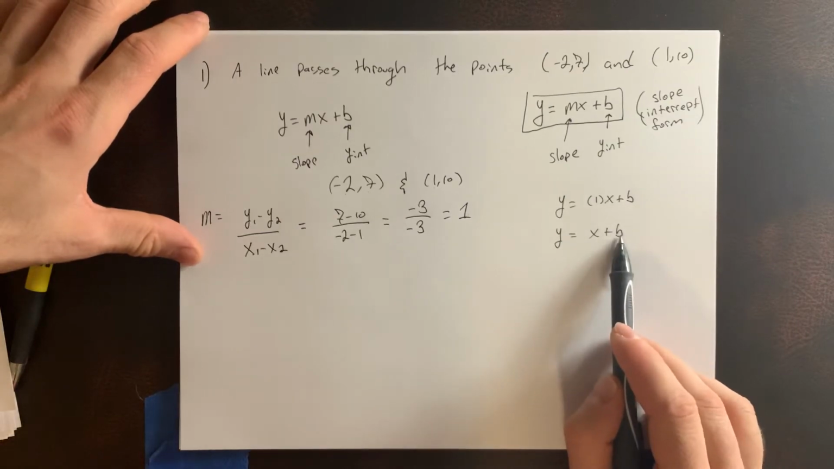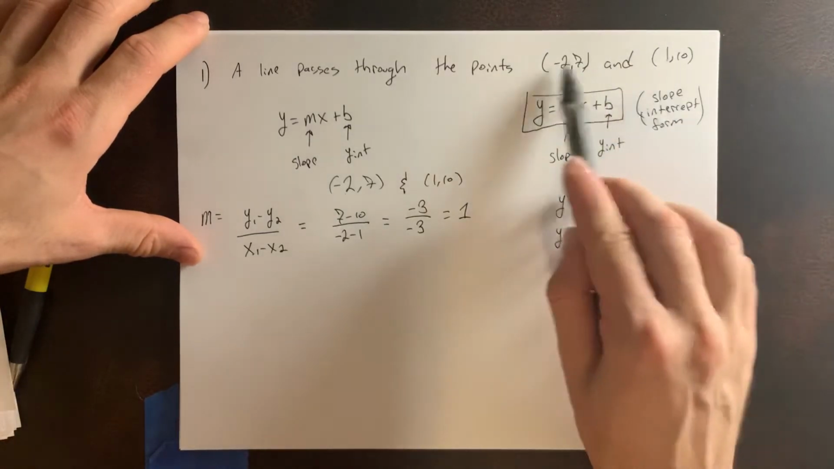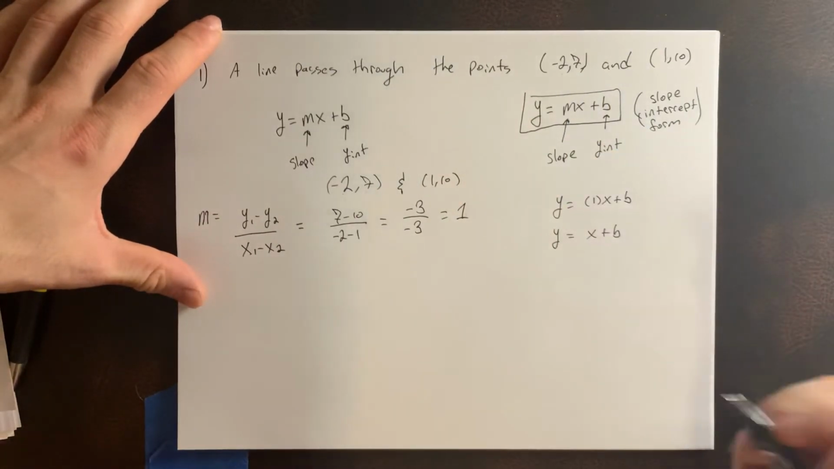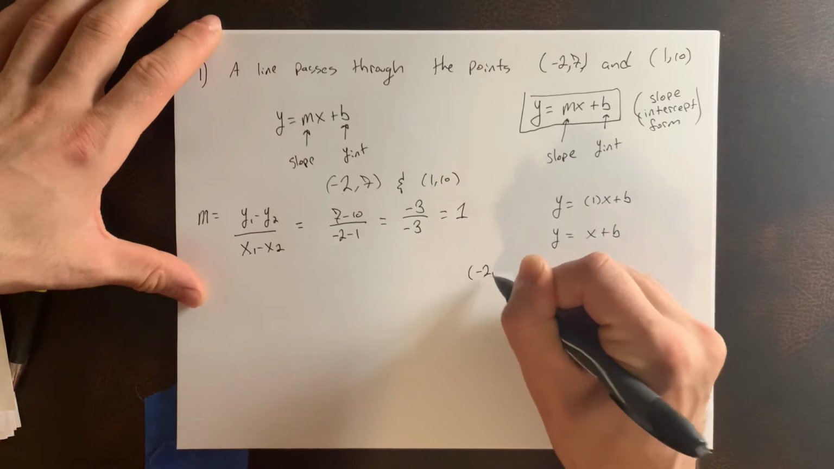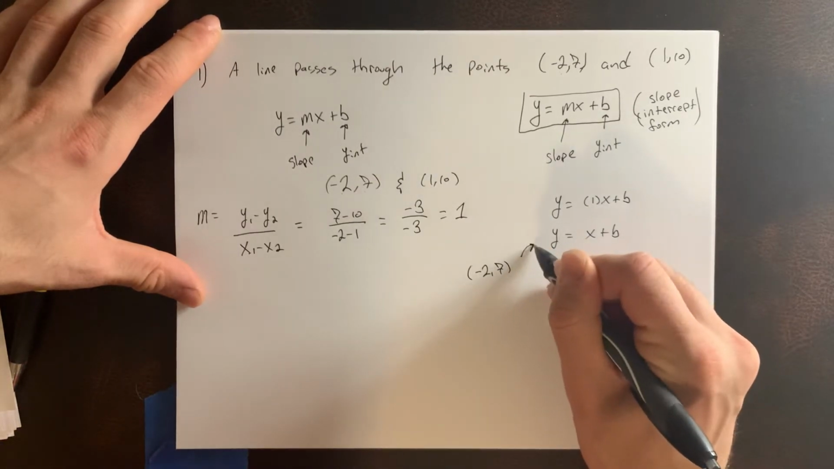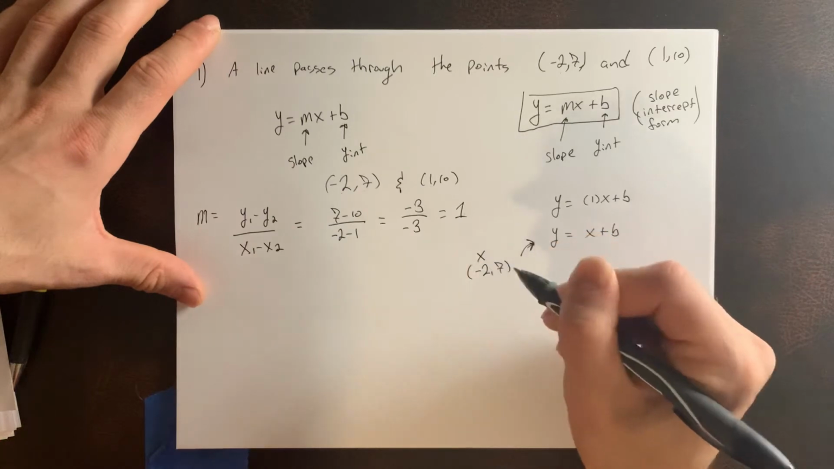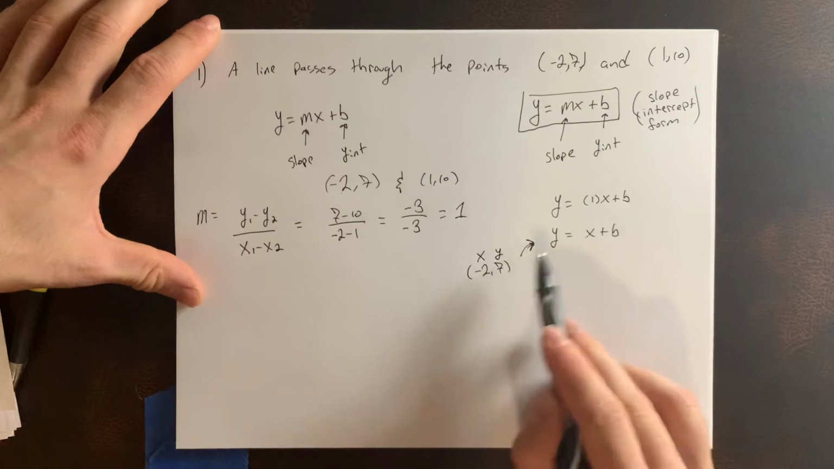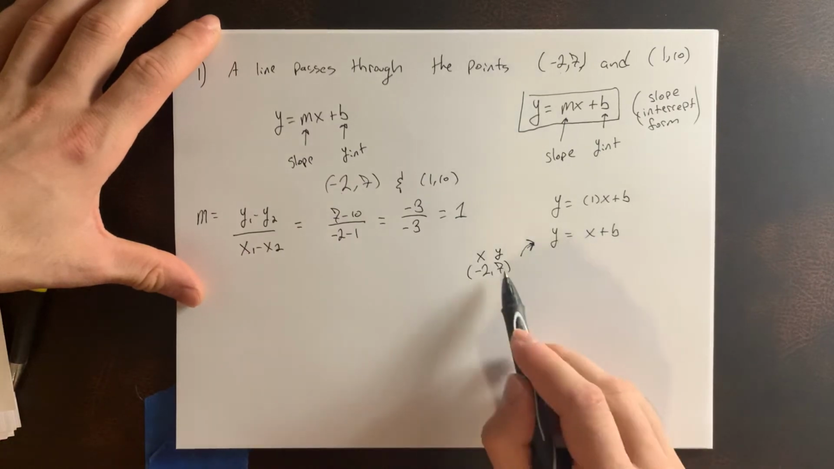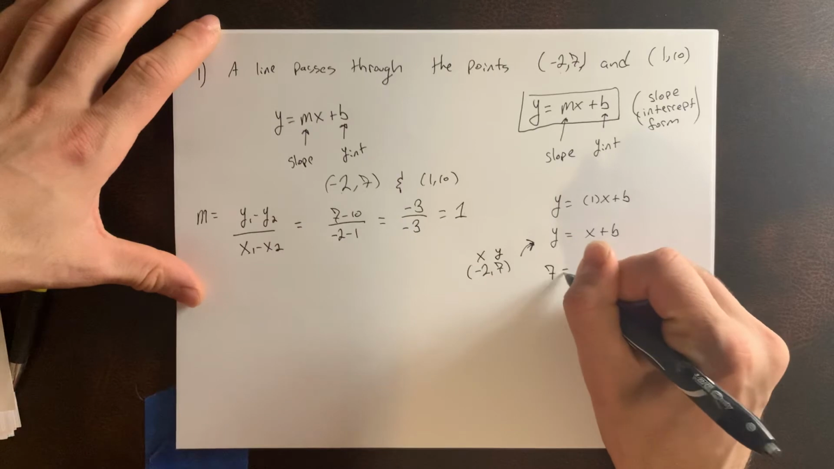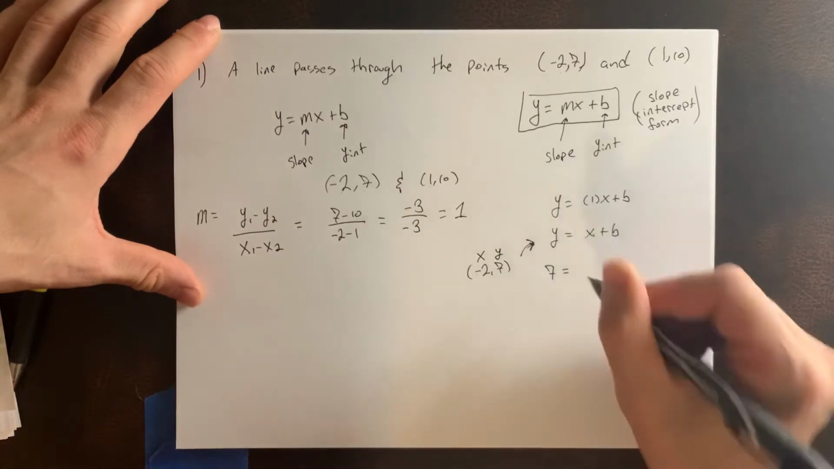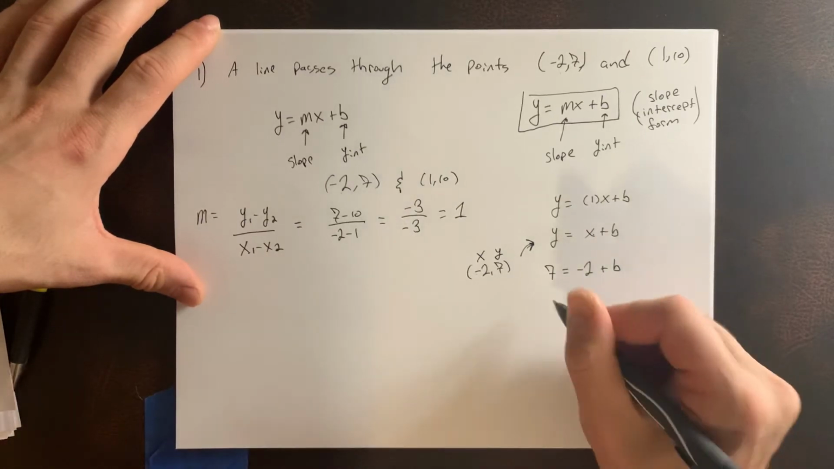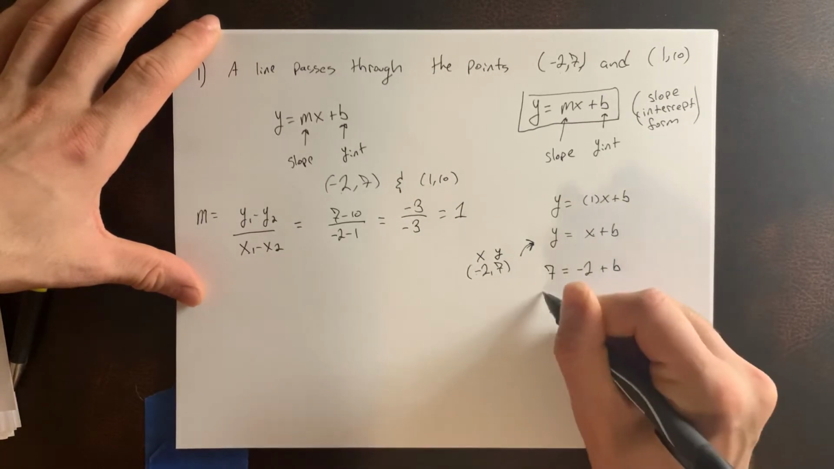And the easiest way to find what this b is, we're going to take either one of these points. It doesn't matter which one you choose. Let's say we choose the first one, (-2, 7). So we're going to take this point and plug it into this equation. Remember, this -2 is an x value, and this 7 is a y value. So we're going to plug these two numbers into this equation and then solve for b. So y is 7, so we get 7 equals x, our x is -2, plus b. And this is easy to solve for b, we just have to add the 2 over. So we get 9 is equal to b.